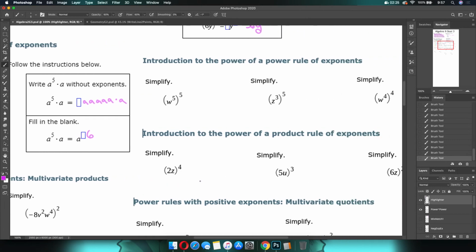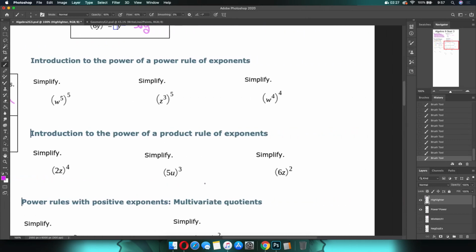Over here, power of a power rule. So we're getting you used to the fact that power to a power is going to be multiplication. So what is 5 times 5? W to the 25th. What is 3 times 5? Z to the 15th. What is 4 times 4? W to the 16th.